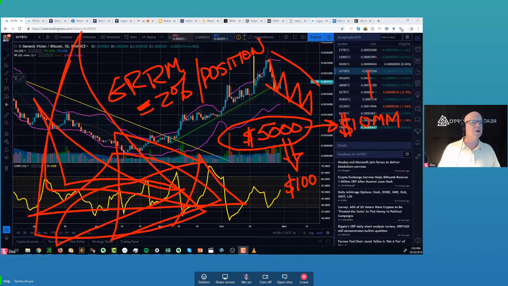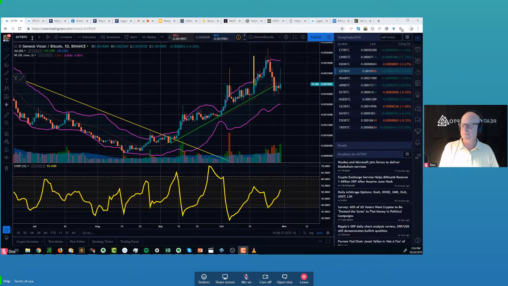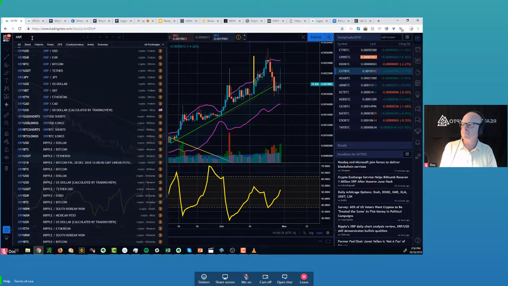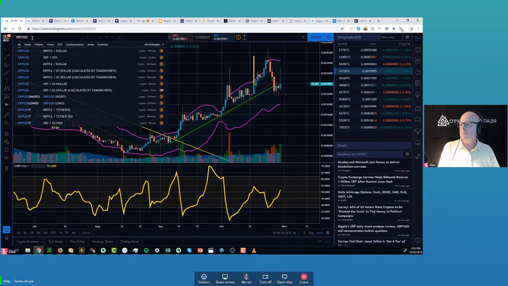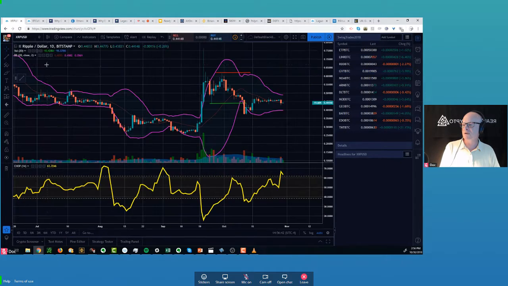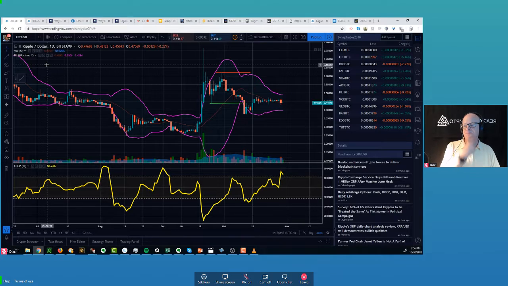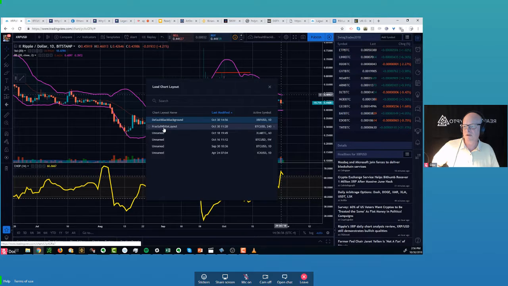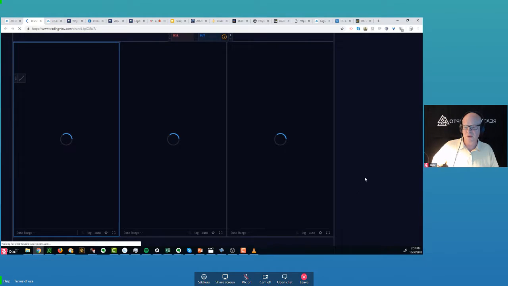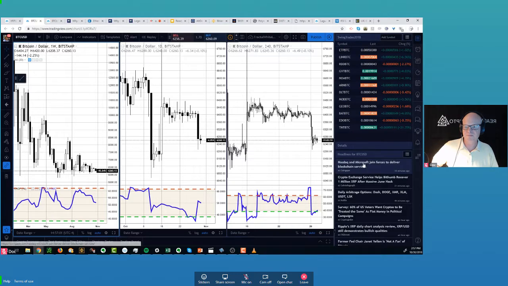Okay, let's see. Oh, XRP. Einar, want me to do XRP? Okay, let's do XRP. Let's do Ripple Dollar on Bitstamp. Okay, so let's see. Let's do it on the white layout here, because we got three different ones.